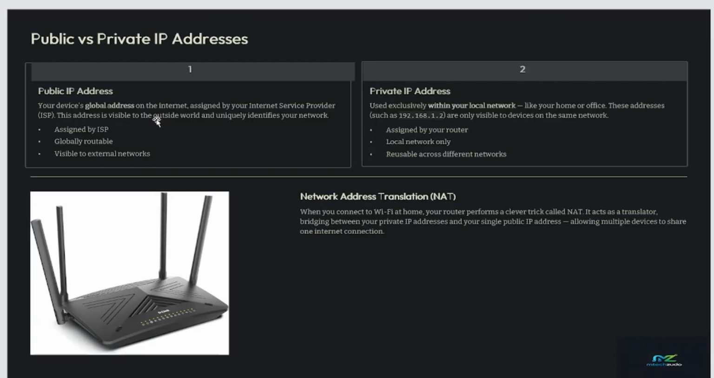Now, private IP address, this is used inside your home or office network, like 192.168.1.2. It's local and only devices within your network can see it. So, when you connect to Wi-Fi at home, your router uses network address translation (NAT) to bridge between your private and public IPs, kind of like a translator for your internet traffic.